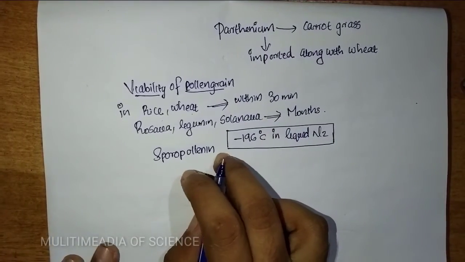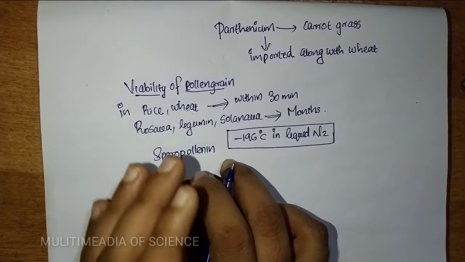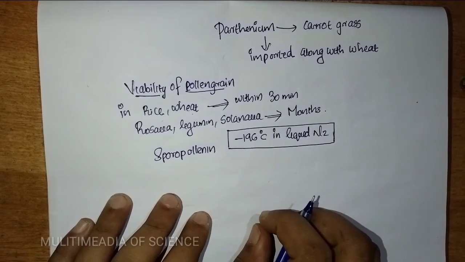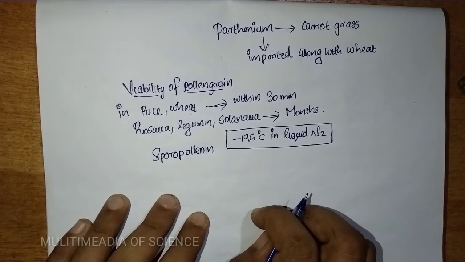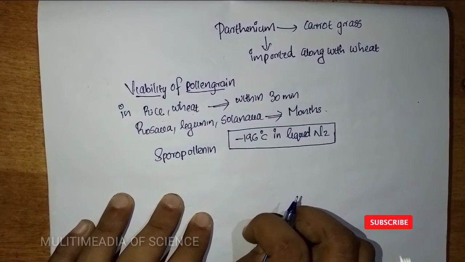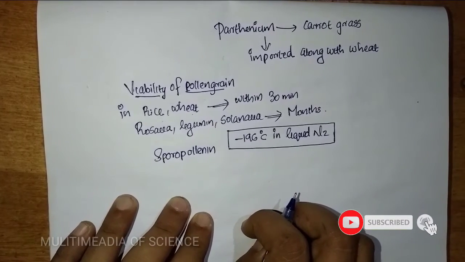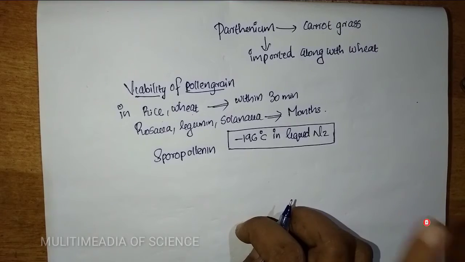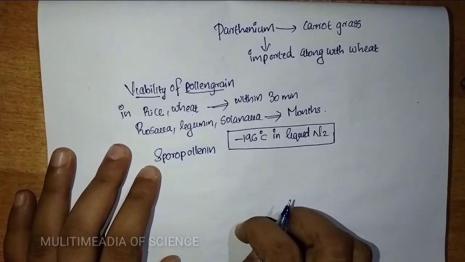This pollen storage is mainly used in pollen banks, like seed banks, and crop breeding programs, etc. Now I'm concluding this section. I believe I have done the whole first part of this chapter.